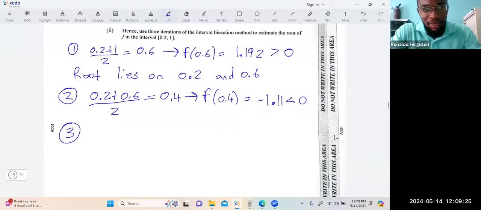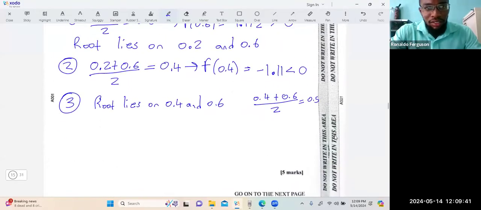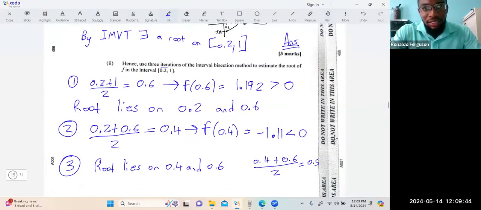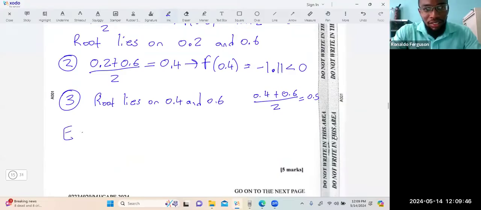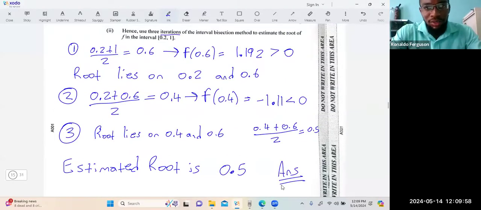So for the third bisection, the root lies between 0.4 and 0.6, and 0.4 plus 0.6 divided by 2 is 0.5. We'll finish right there because it says just use 3 iterations. So the estimated root is 0.5 on that interval.